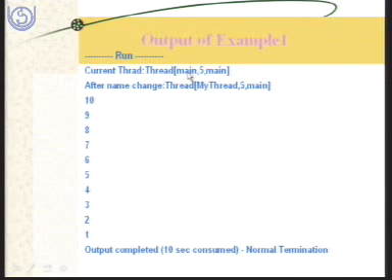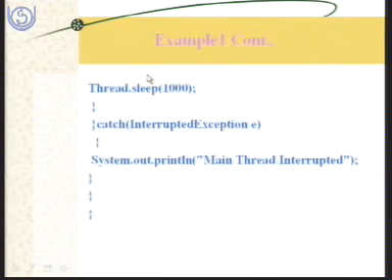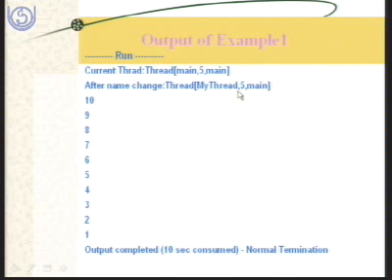If you run this particular thread program, what you will get is: current thread is main, and then 5, and then main. This main is the name of the thread. Now after changing the name of your t object, that change is reflected here, my thread. After this you will get 10, then 9, then 8, then 7, but in execution of your program at runtime, 10 will be displayed, then a pause, then 9 will be displayed, then a pause. In this way you will see that there really is a thread running, and the name of that thread is main.